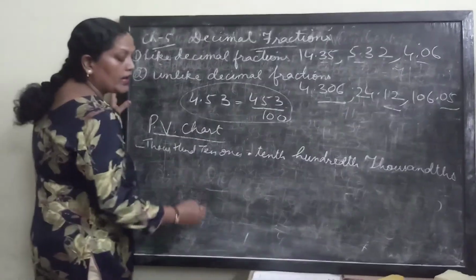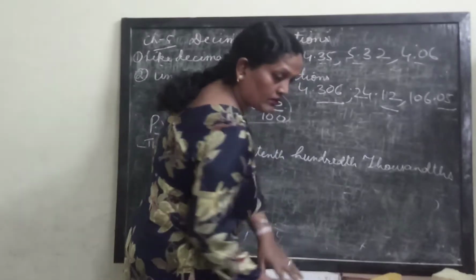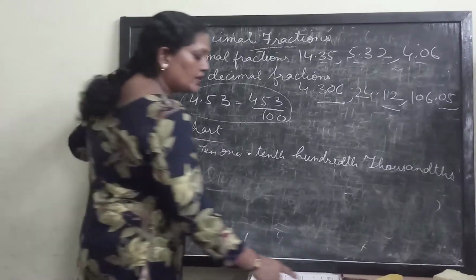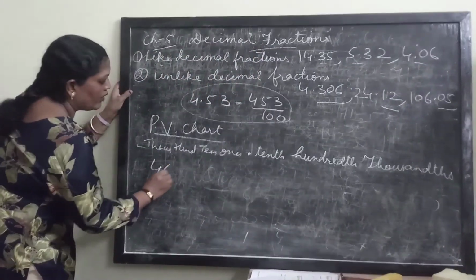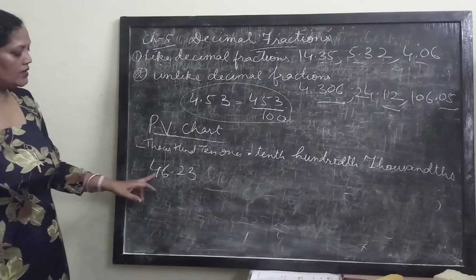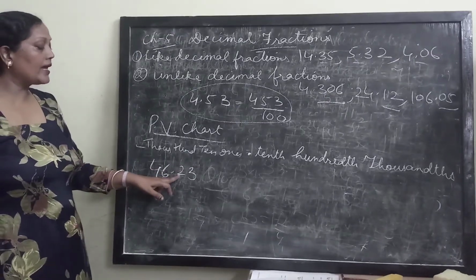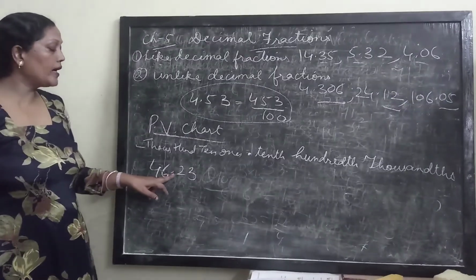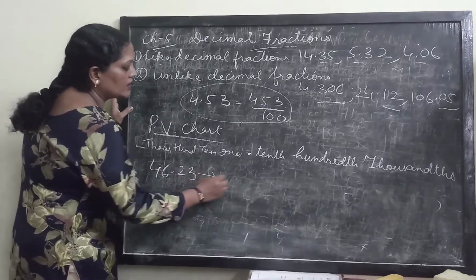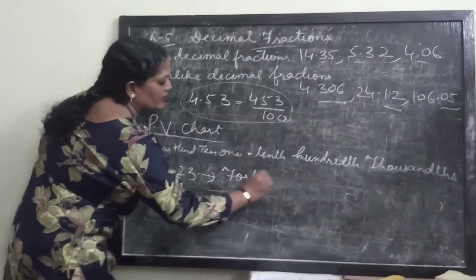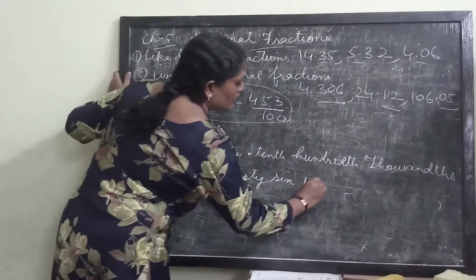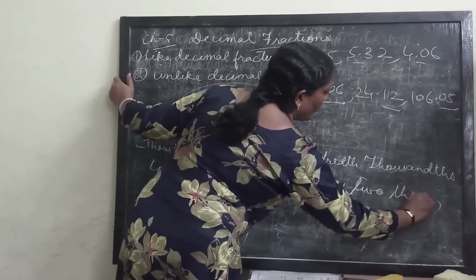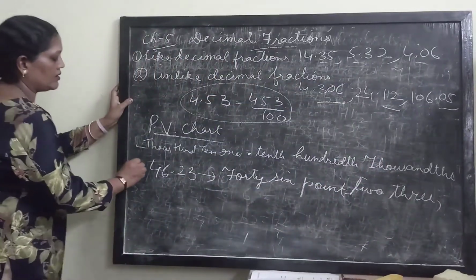Now see here, the question: write the following fractions in words. 46.23. Now see, this is 46, ones, tens. Here it is the tenth place, hundredth place. We will not say 23, we will say 0.23. So how will we write it in words? 46.23. You can write decimal or point, anything you can write. 0.23. This is the A part.